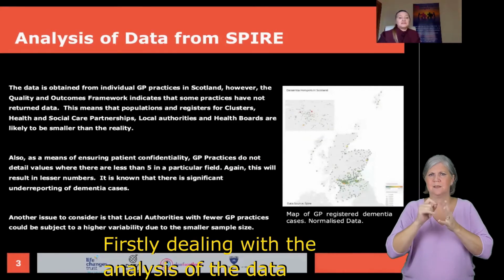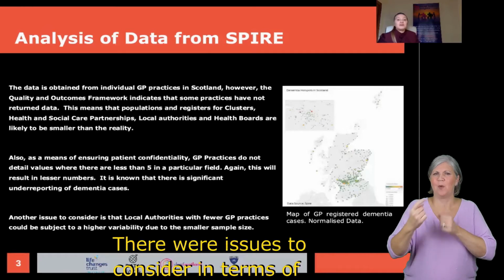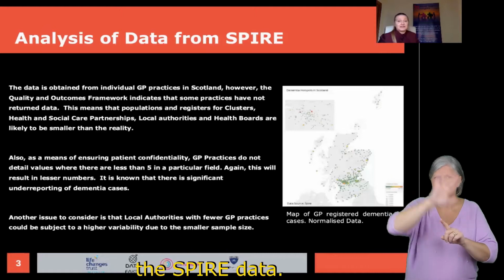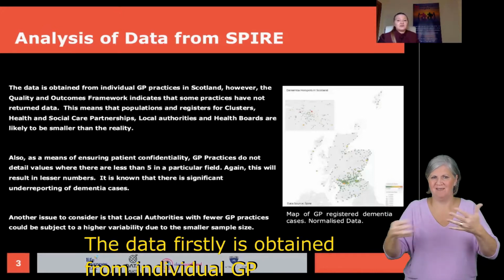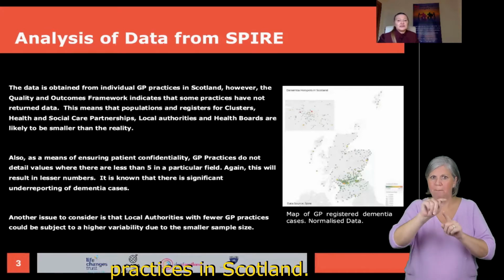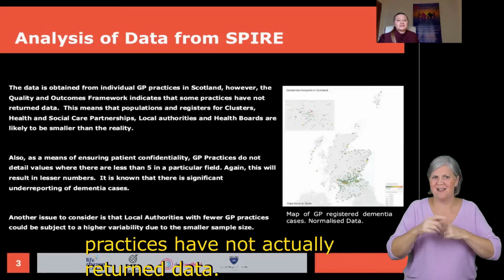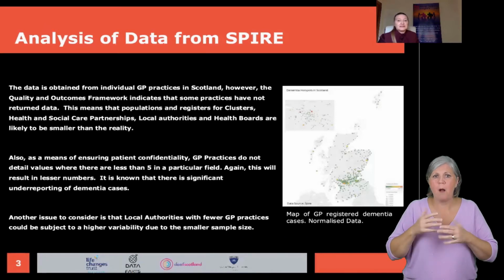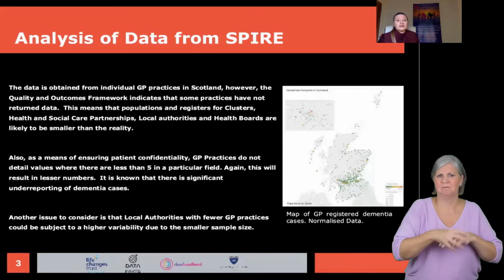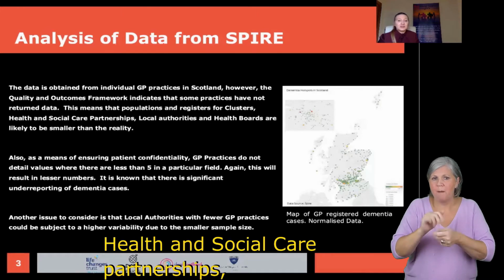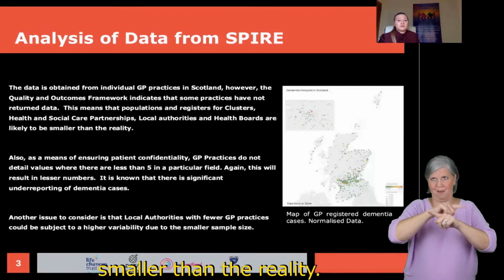Firstly, dealing with the analysis of the data from Spire. There were issues to consider in terms of the Spire data. The data, firstly, is obtained from individual GP practices in Scotland. However, the Quality and Outcomes Framework indicates that some practices have not actually returned data. This means that populations and registers for clusters, health and social care partnerships, local authorities and health boards are likely to be smaller in reality.